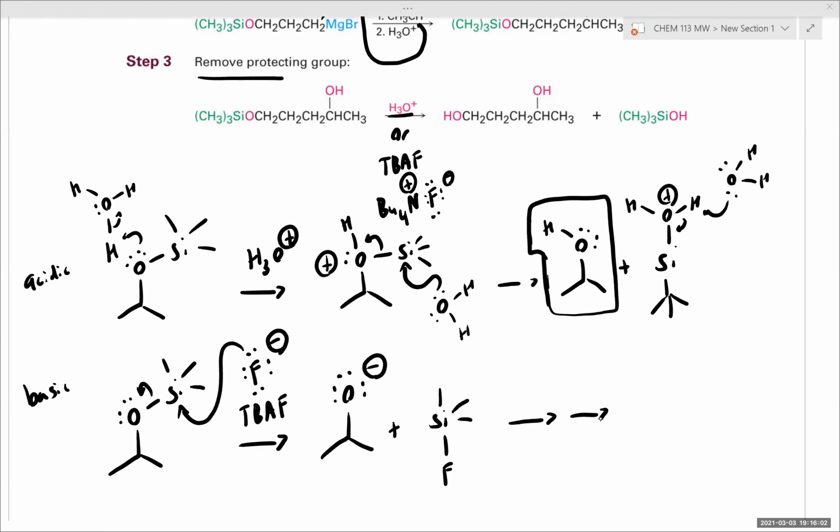Once you quench the solution with acid, you typically retain the silyl fluoride because the silicon-fluorine bond is very strong. This is one of the driving forces for why this deprotection with a fluoride ion occurs so readily. And that's because the silicon-fluoride bond is uniquely stable. Does that make sense?